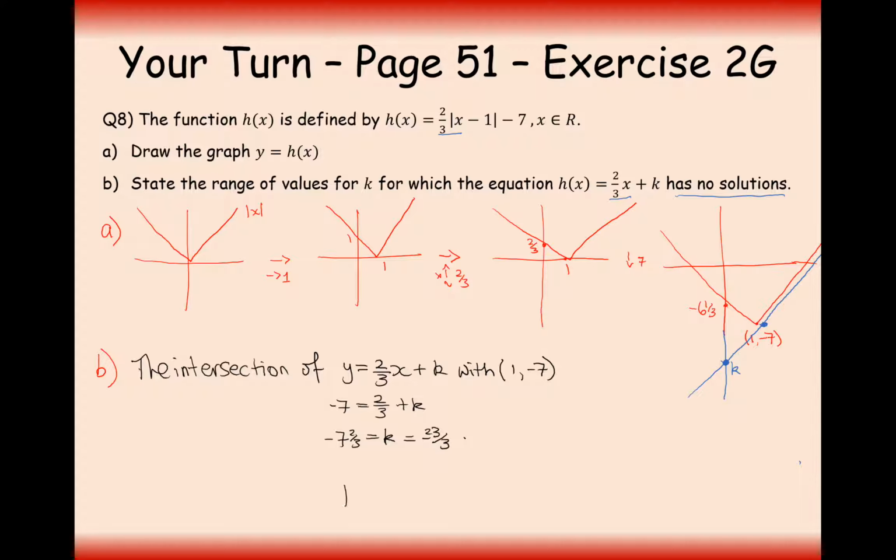So in fact we want k to be less than -23 over 3. And that's the answer to this question. State the range of values for k for which the equation has no solutions. This is our answer. Okay.